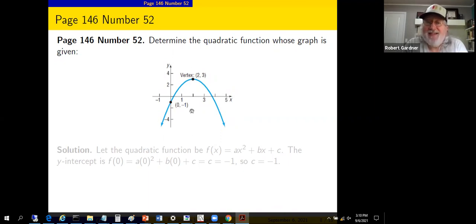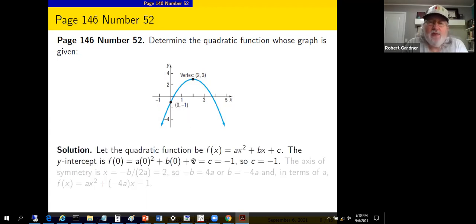We could find the axis of symmetry. It's the vertical line, x equals 2. X-intercepts, I can't really tell based on this graph. We must be able to find everything we need from the vertex and the y-intercept.